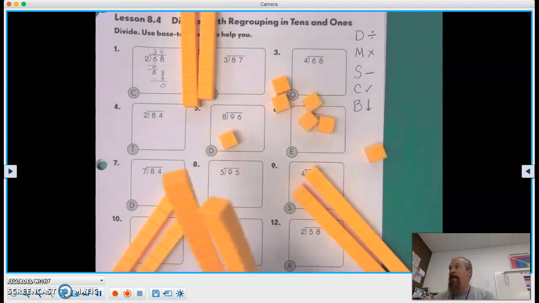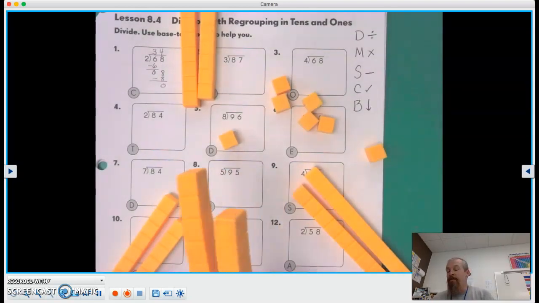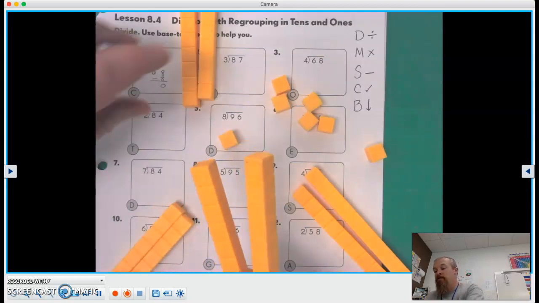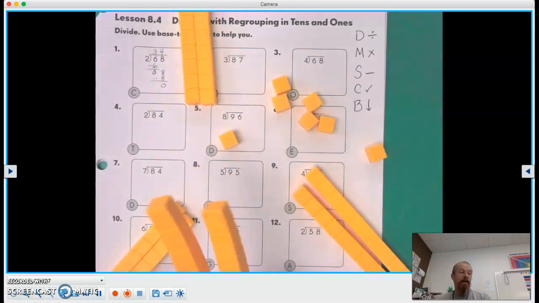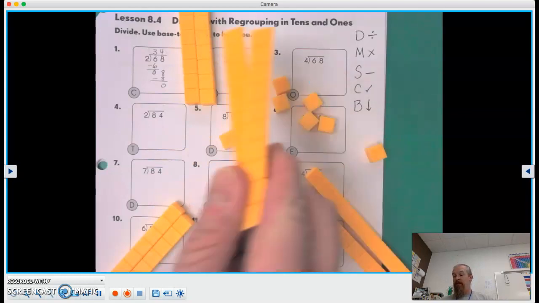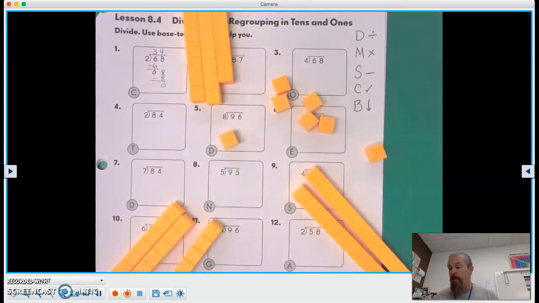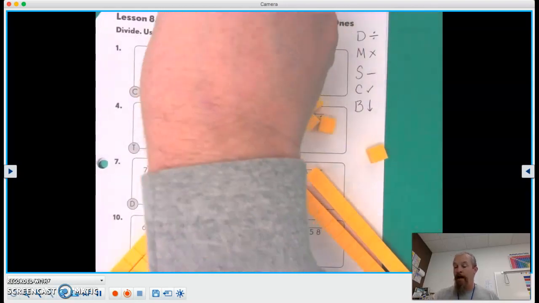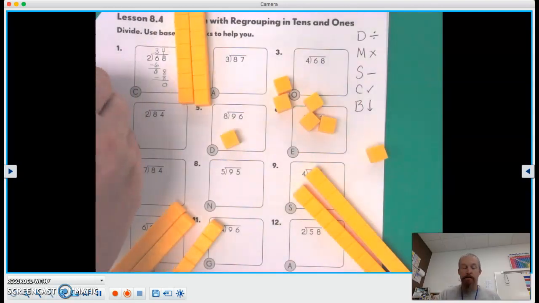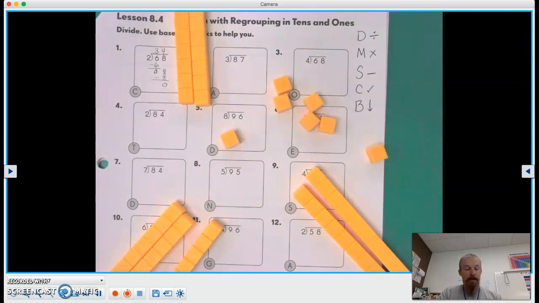Uh-oh, I only have 2 piles left. I have 2 tens left. So I will not have enough of these to be spread. Like I can't go 3 here, and only 2 here, right? I don't have enough. So I have to break these apart. Okay? So let's go ahead, and I need to get out 10 more.